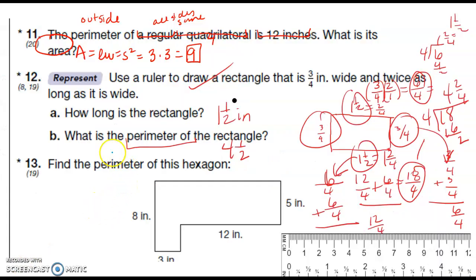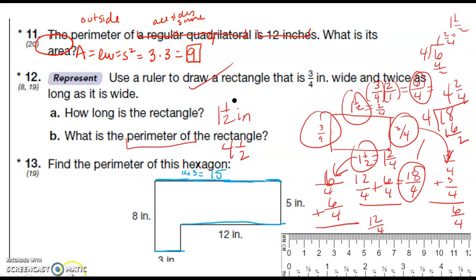All right. If you have questions about 12, please let me know. I kind of went through that a little bit quick. Let's look at 13. It says find the perimeter. So we have a missing side right here. This side is missing. And I know that this side is 12, and this side is 3. So this side is going to be 12 plus 3, which is 15.